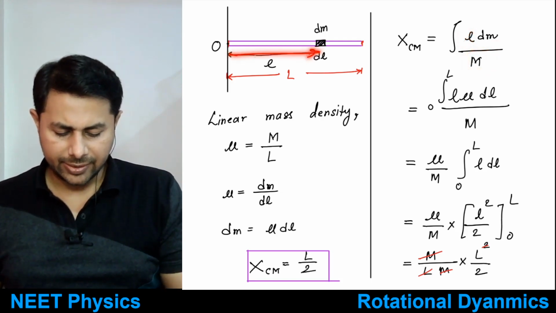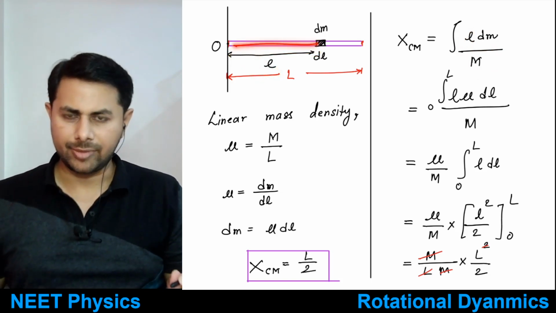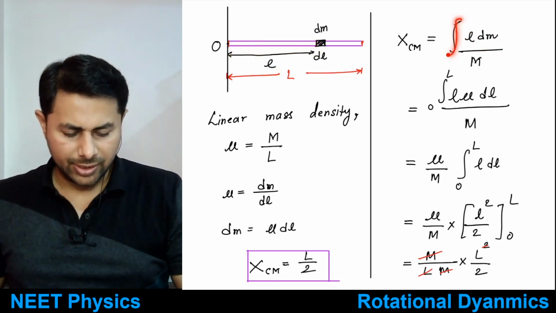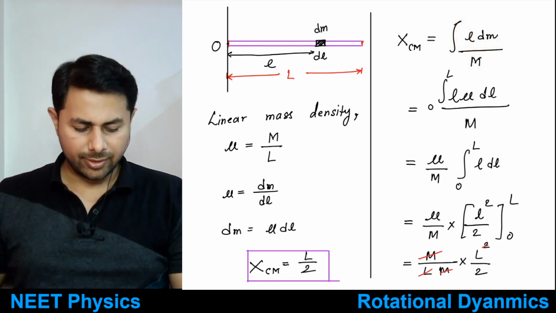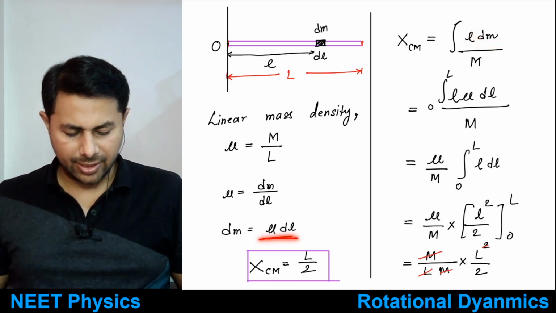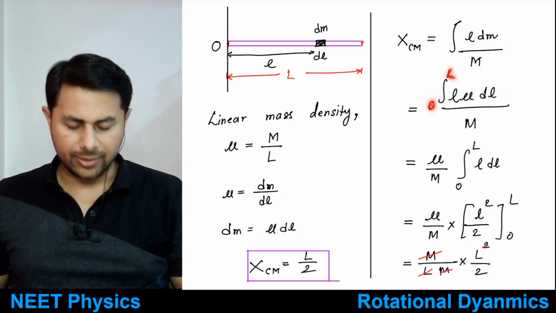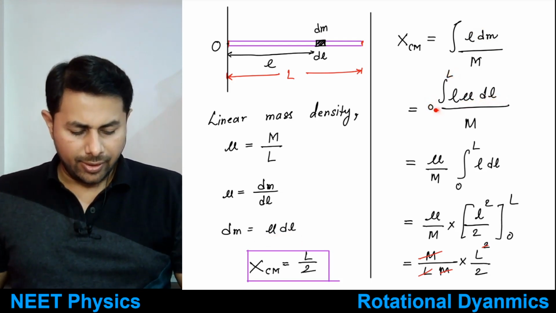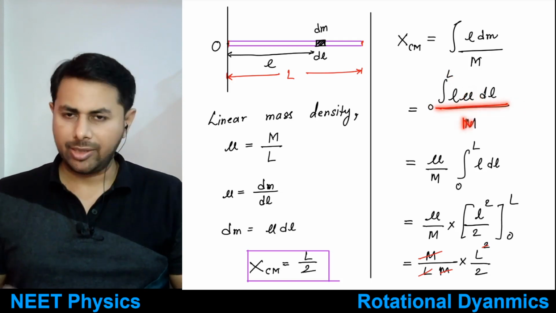So what is x? It is this length. It is at distance L from the origin. It is the integration of L times dm divided by its mass. And what is dm? Dm is just mu times dl. You put that and you integrate it from 0 to L. Then you can move mu outside and you have m in the denominator.